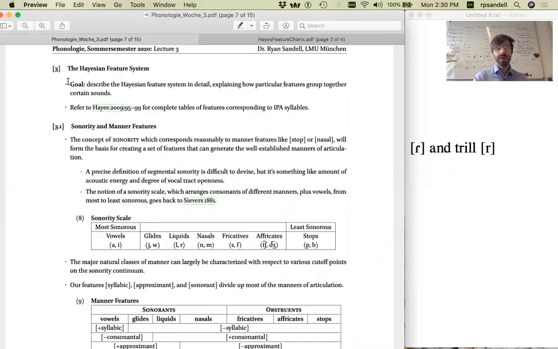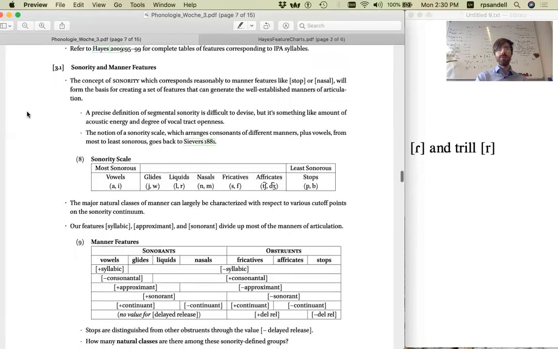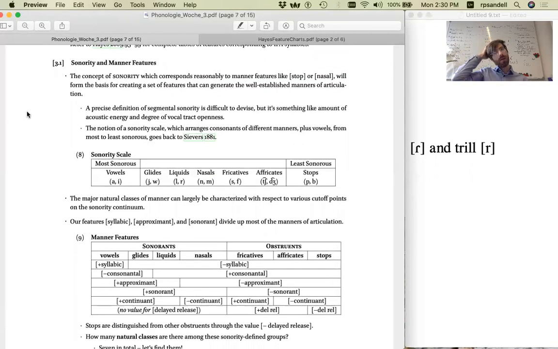Okay, so the remainder of this lecture, my objective is to describe the Hayesian feature system in detail and to explain how particular features serve to group together particular sounds. So we'll begin with the manner features. And for manner features, the kind of grounding for the manner features that will be used is the concept of sonority.